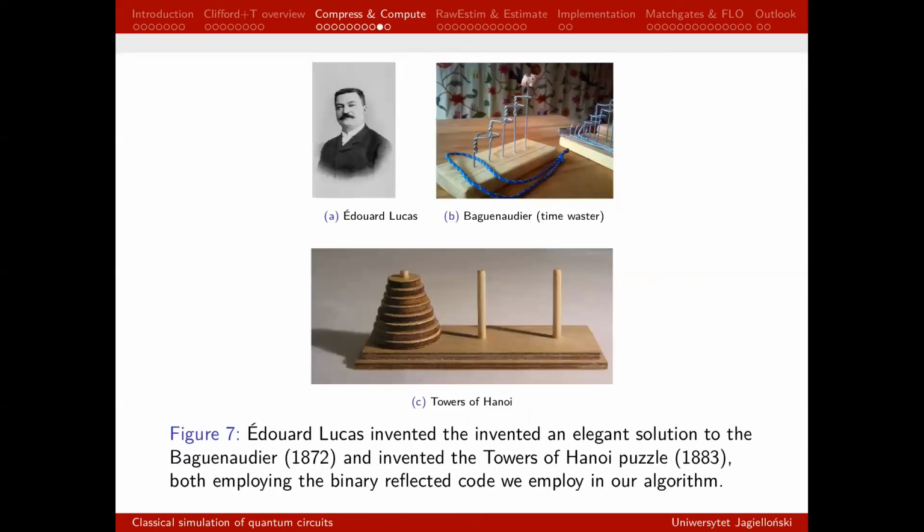So this is his path. In fact, this path was, I think, first invented by this French guy, Edouard Lucas. He invented it as the solution to a puzzle that someone had set him in 1872. And he used the same path again to invent his own puzzle, which is called the Towers of Hanoi, about 10 years later.